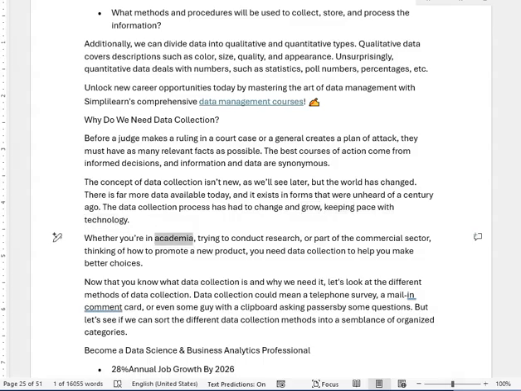Whether you're in academia, trying to conduct research, or part of the commercial sector, thinking of how to promote a new product, you need data collection to help you make better choices. Now that you know what data collection is and why we need it, let's look at the different methods of data collection. Data collection could mean a telephone survey, a mail-in comment card, or even some guy with a clipboard asking passersby some questions. But let's see if we can sort the different data collection methods into a semblance of organized categories.